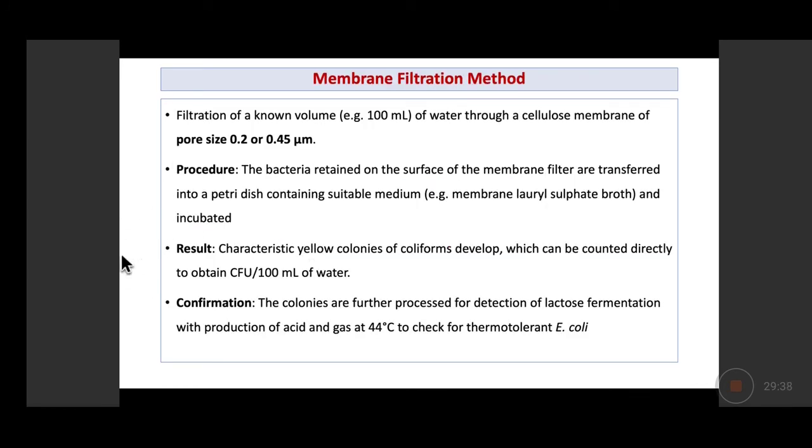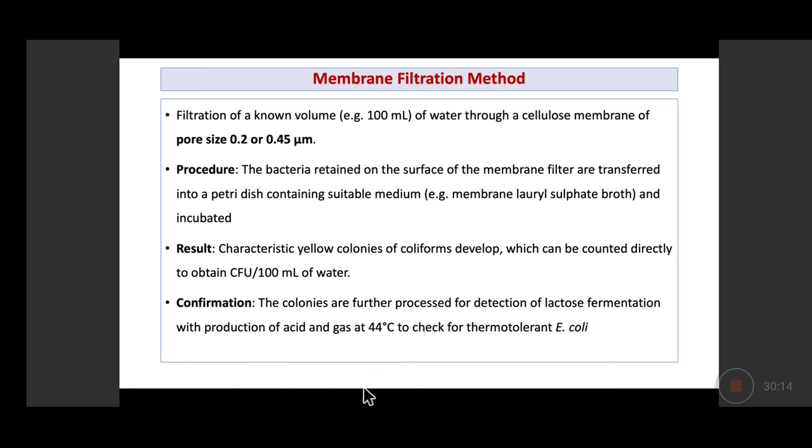So the next method is the membrane filtration method. It is one of the methods which is mainly done, as I told you, in the hospital setting. When the water is not turbid and we are suspecting that the count is low, then the membrane filtration method is used, or if the volume of water to be tested is very large, then we can also use this method. So what we are doing, we are using a cellulose membrane which has different pores of 0.2 to 0.45 micrometers.